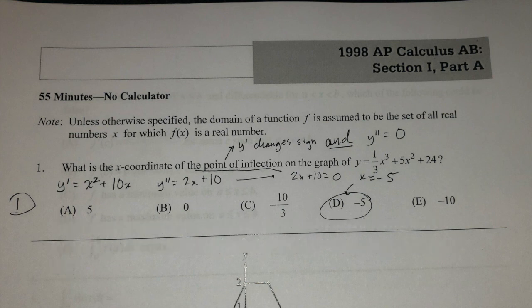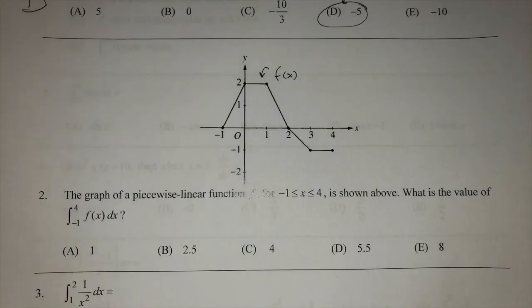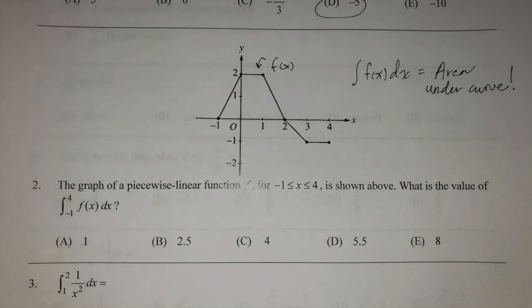All right. For number 2, the graph of a piecewise linear function f for -1 less than or equal to x is less than or equal to 4 is shown above. What is the value of the integral from -1 to 4 of f of x dx? Remember, the integral of a function expresses the area under the curve. This is a non-calculator problem. You have to do some algebra.